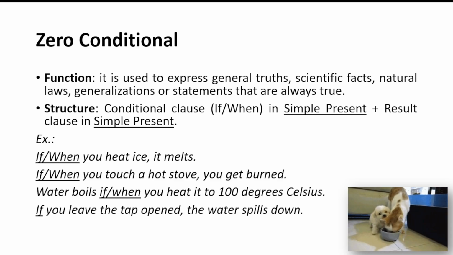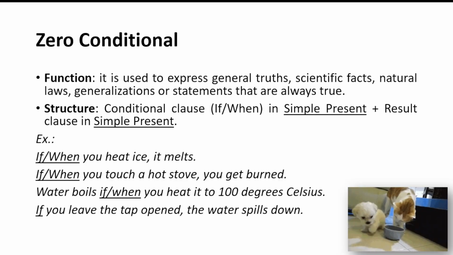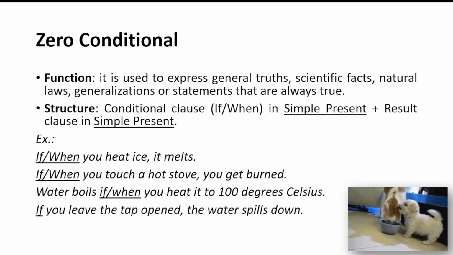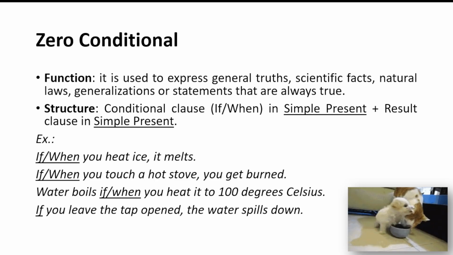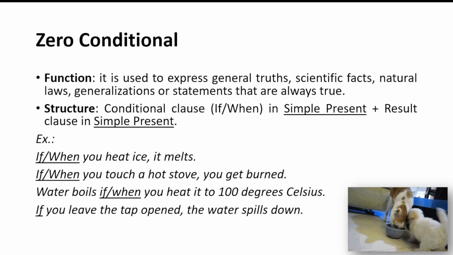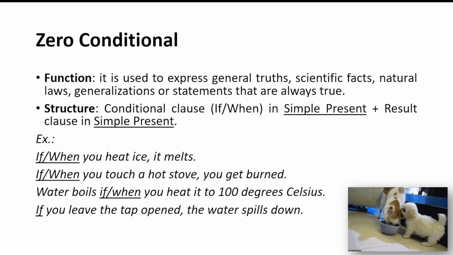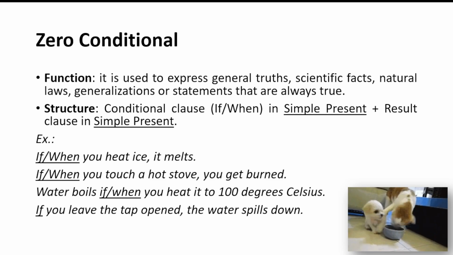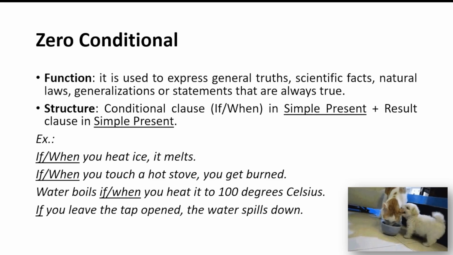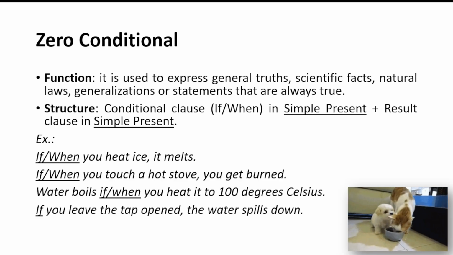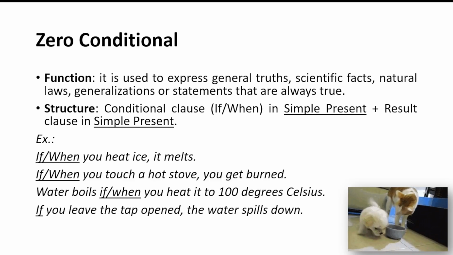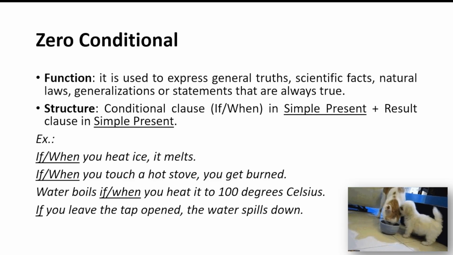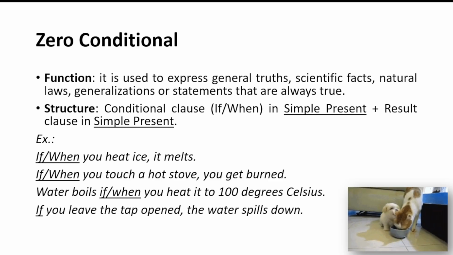Let's look at these examples. We can say, if you heat ice, what's the result of this action? It melts. Okay? It's possible to start with when. When you heat ice, what's the result? It melts in English. Let's look at the next example. If you touch a hot stove, what's the result? You get burned. Obviously. We can start with when too. When you touch a hot stove, you get burned.